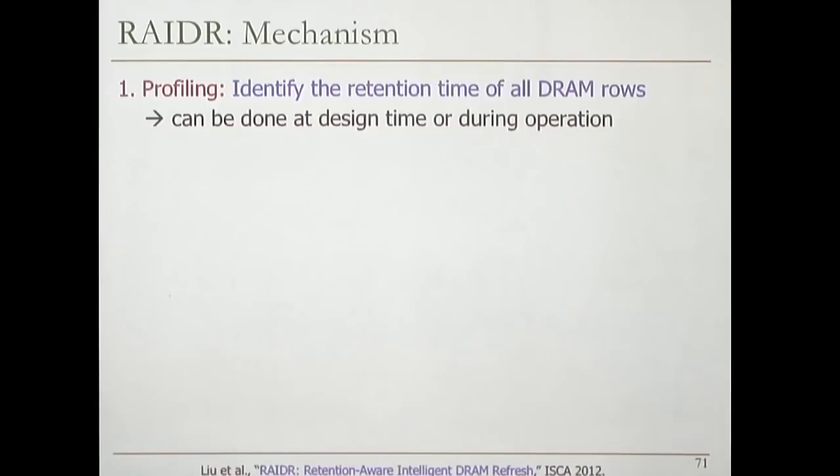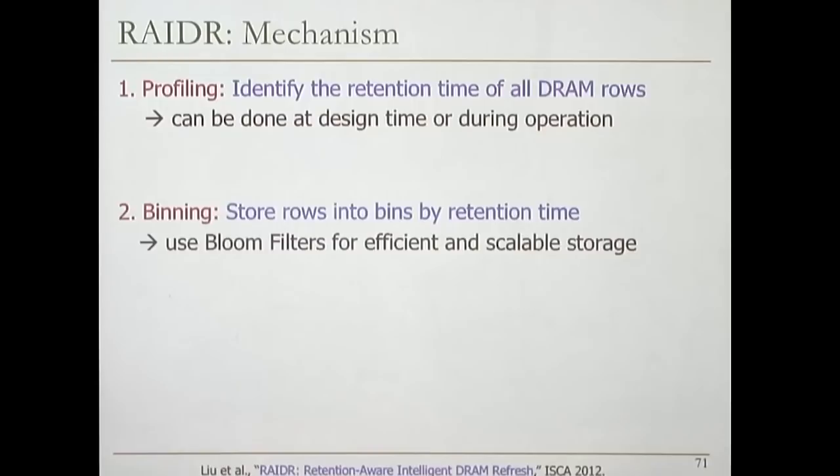Basically, there's a mechanism. You need to do profiling. You need to identify the retention time of all DRAM rows. This can be done at design time or during operation, like you mentioned. You need to store the rows somehow efficiently. You need to bin the rows. So you can have a retention time associated with each row, and you can encode that.